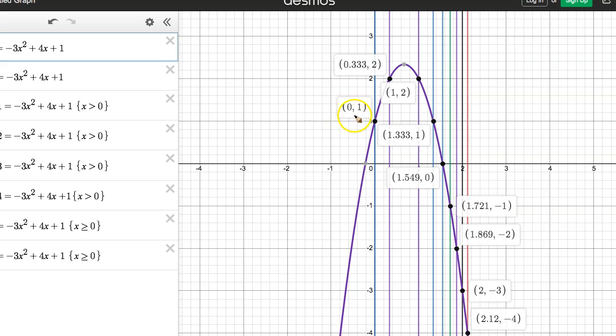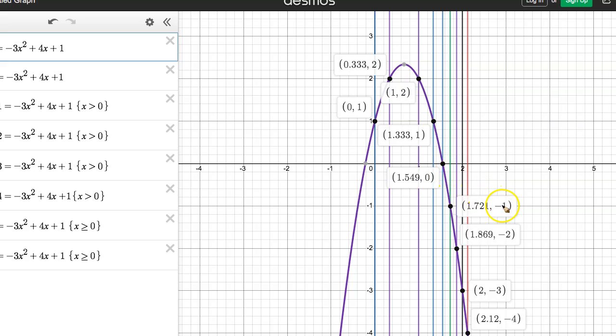We have 0, 1. We have 1/3, comma 2. Now, this is 1/3, comma 2 right here. Now this is 1, comma 2 right here. This is 4/3, comma 1 right here. And this down here is my x-intercept. It's an irrational number, but we round it to 1.549, comma 0 right here. And I get the x-coordinate that is irrational right here. It's my x-intercept.